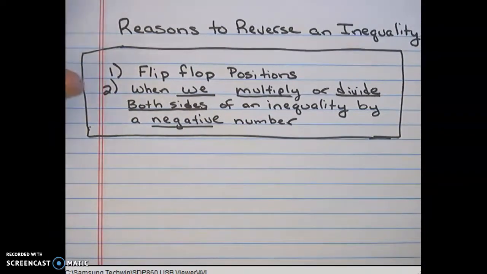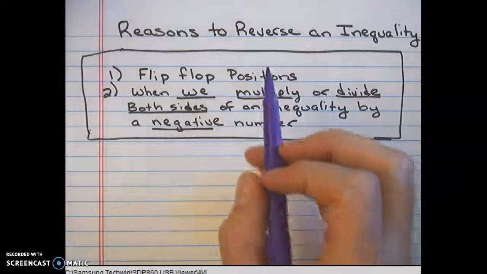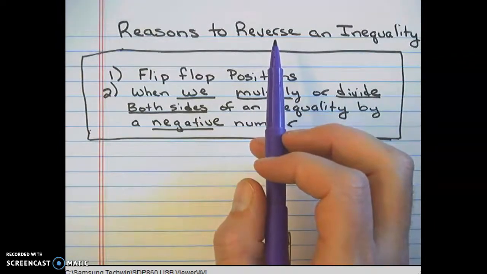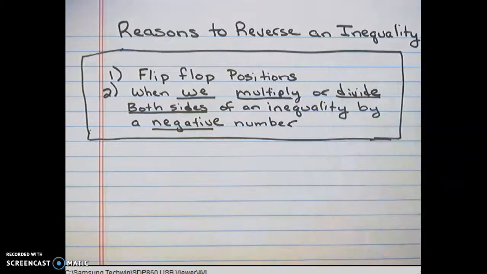Today we're going to talk about reasons that we have to reverse an inequality symbol that pop up when we're solving algebraic equations. There's going to be two reasons that we're going to have to reverse an inequality. And when I say reverse, what I mean is take a less than and change it to a greater than, or change a greater than into a less than. But sometimes we have to reverse an inequality for the statement to remain true.